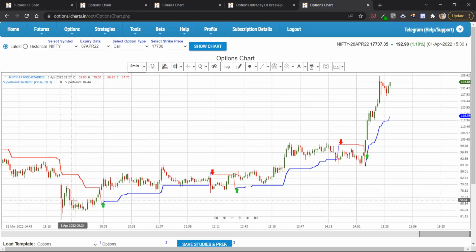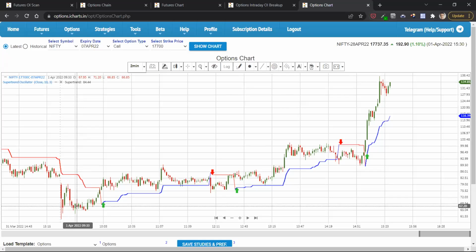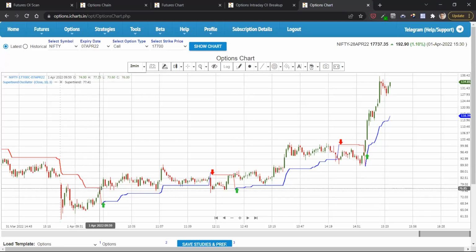Suppose at 9:30 you have gone and shorted this option. You would take this signal only if this distance is okay, because your SL is going to be somewhere here. So if this distance is okay, you can take this trade. You would probably exit over here.